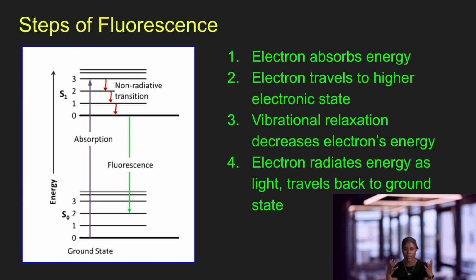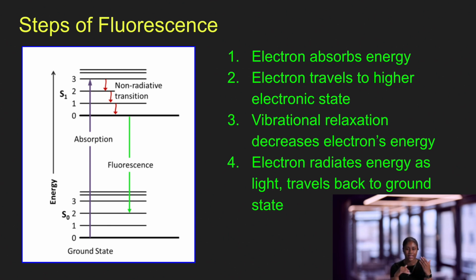And this is shown by the red arrows that are labeled non-radiative transitions. So after the electron settles at the lowest vibrational level of the excited state, it'll basically release energy in the form of light, which is called fluorescence. This is represented by the green arrow. We can see as it drops down from that higher state to that lower ground state, light will be emitted.